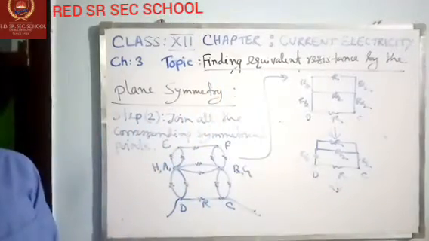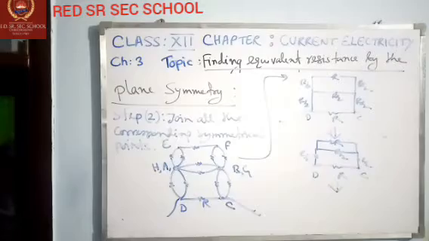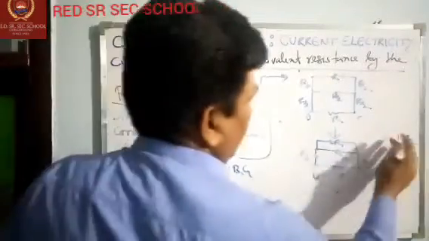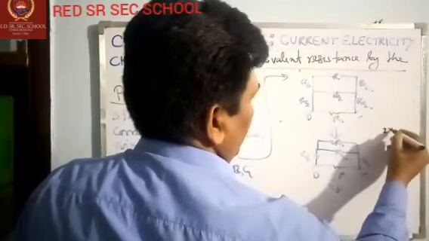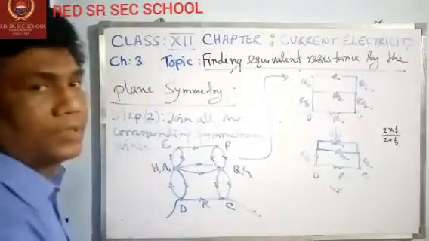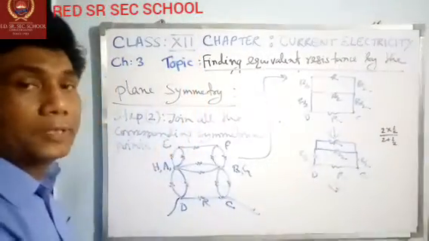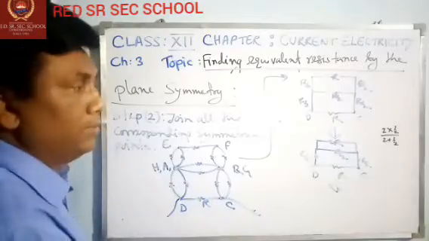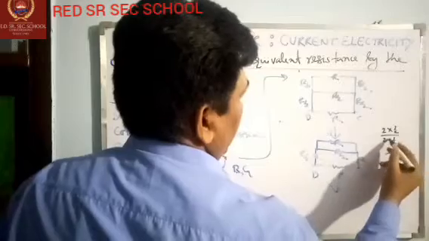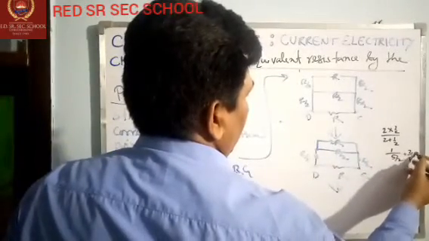If I calculate it, this is 2 and this is half, parallel. What will be the equivalent resistance? 2 into half by 2 plus half. When two resistors are parallel, this is the best technique to calculate: A into B by A plus B, R1 into R2 by R1 plus R2. Okay, so this will be 1 and this will be 5 by 2. It means 2 by 5R.